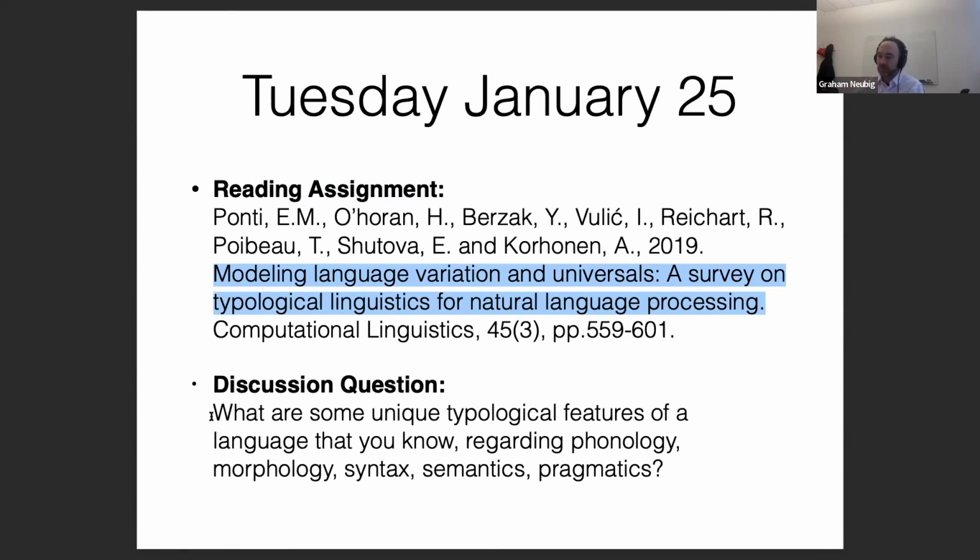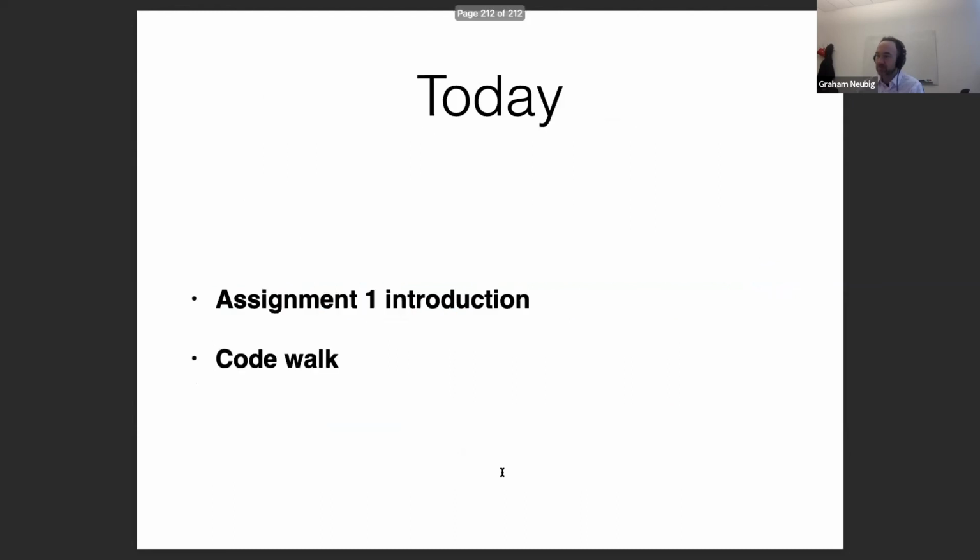Based on what you learned in that reading, you can try to think of what are some unique typological features of a language that you know regarding phonology, morphology, syntax, semantics, pragmatics. You don't need to cover all of them, but you can cover 1 or 2 of these, and we'll have a discussion where everybody will share what they came up with. And today is assignment 1 introduction.